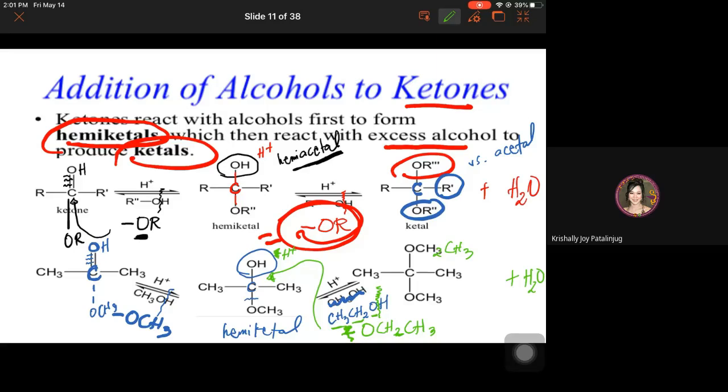Okay? So, atong i-wrap up again, intermolecular addition of alcohol sa aldehyde, initially maka-form og hemiacetal. From hemiacetal, pwede ba siya maadan og excess alcohol to form acetal? Intermolecular addition of alcohol for ketones, initially maka-form og hemiketal. Hemiketal, kung mag-proceed pa siya, okay, to addition of excess alcohol, then the final product is ketal.